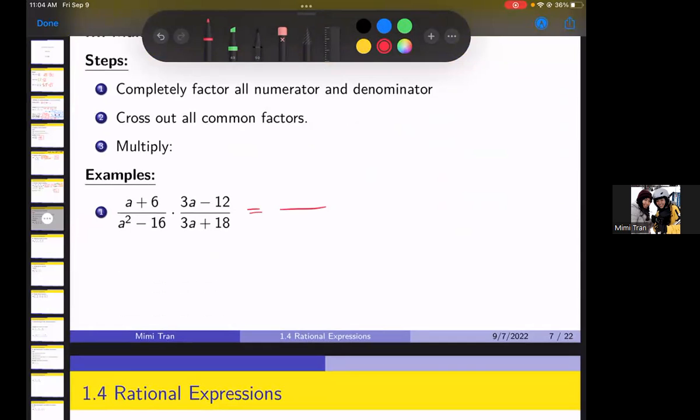So a plus 6. Nothing I can do. Rewrite it as a plus 6. What I might do is I put parentheses around it. That's all. The bottom. Someone else haven't talked yet. Yes.